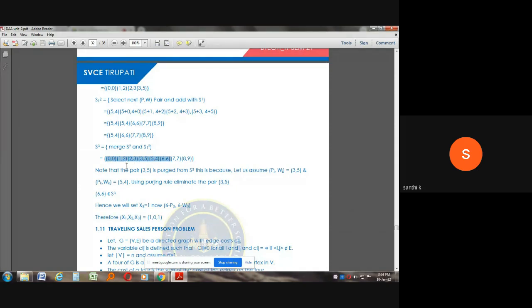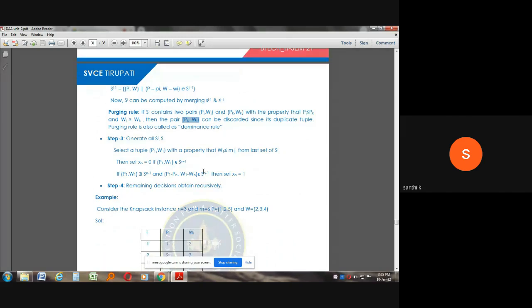So we have to go through every ordered pair. If you take these two ordered pairs, (0, 0) and (1, 2), let one ordered pair be (Pj, Wj) and the other ordered pair (Pk, Wk). The dominance rule says: if Pj is less than or equal to Pk and Wj is greater than Wk, then we have to remove (Pj, Wj). If the profit is less than the other but at the same time the weight is more, we have to remove such ordered pairs.